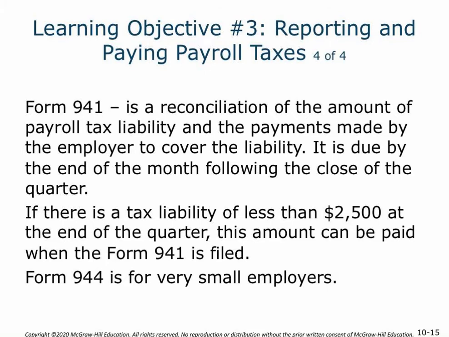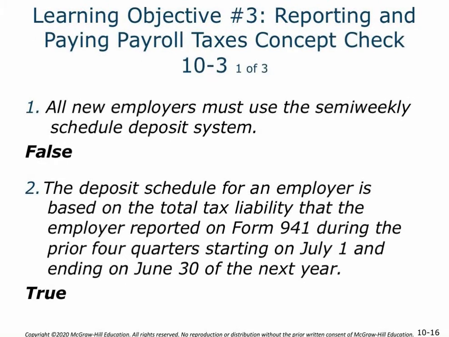And then we've got our Form 941, which is going to be a reconciliation of the payroll tax liability and the payments made to cover that liability. And that's going to be due the month following the close of the quarter. If there's tax liability less than $2,500, then the amount can be paid when the Form 941 is filed. And you're going to use a 944 if it's for smaller employers.